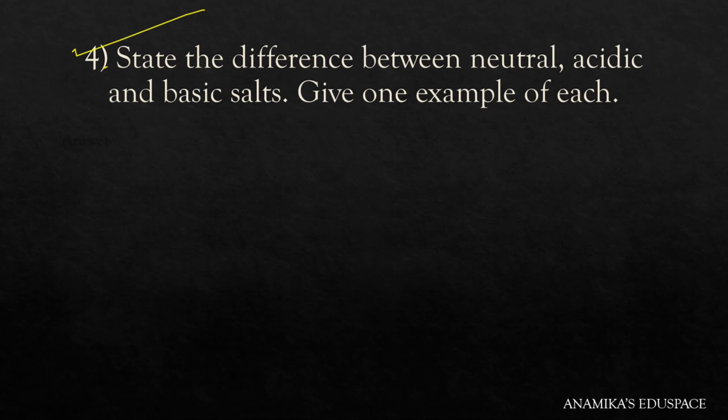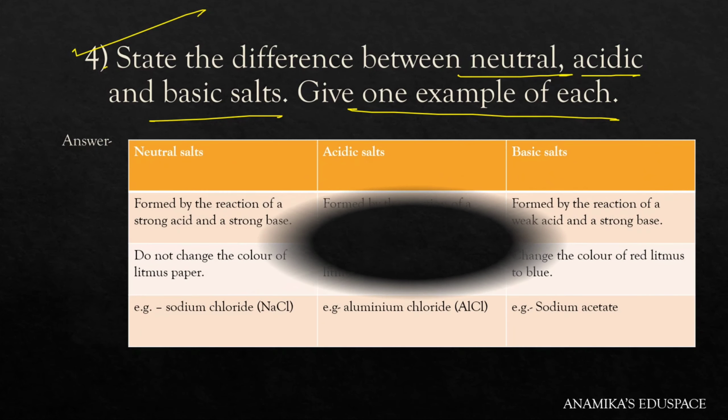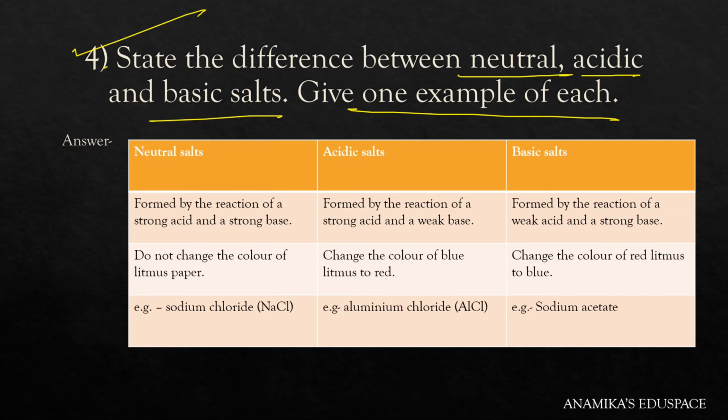Question number 4. State the difference between neutral, acidic and basic salts. Give one example of each. Answer. So neutral salts, acidic salts, basic salts. Neutral salts are formed from the reaction of a strong acid and a strong base. They do not change the color of the litmus paper. For example, NaCl, the common table salt which we eat.